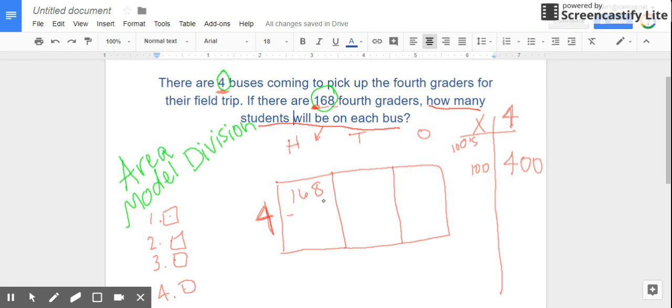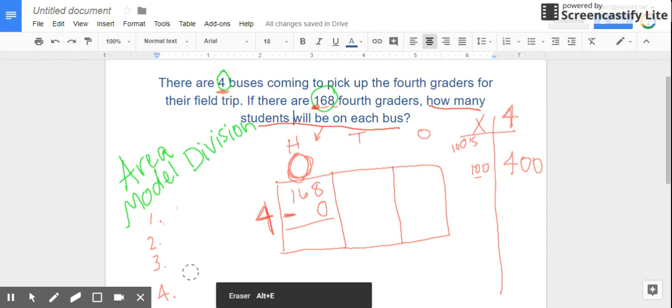I have no hundreds. Remember, we use subtraction in division. So for my hundreds, I can't even do 100. So I'm going to put a zero in the hundreds place. There's nothing I can do. No one gets hundreds. Sad day. But we do have tens that we can move on to now.